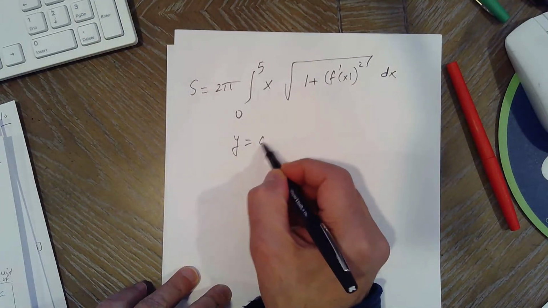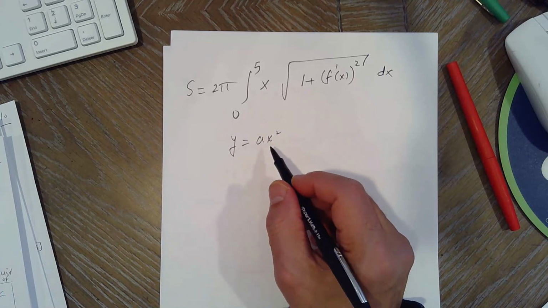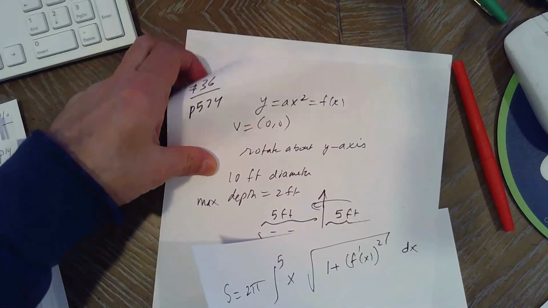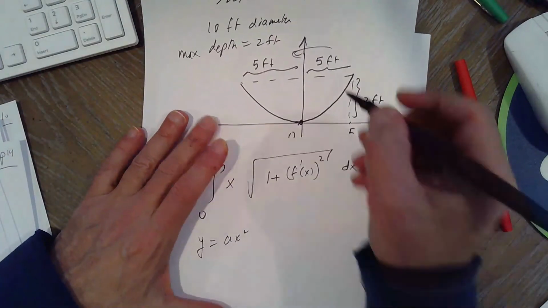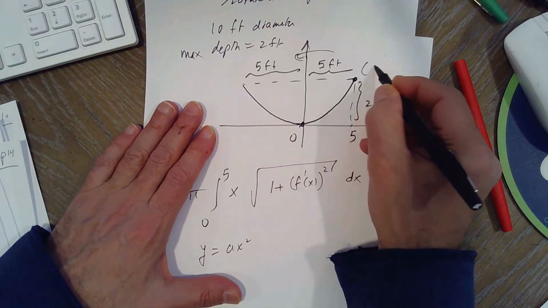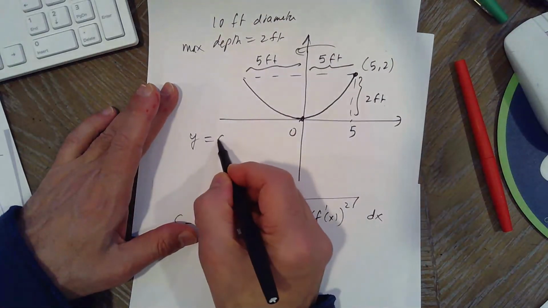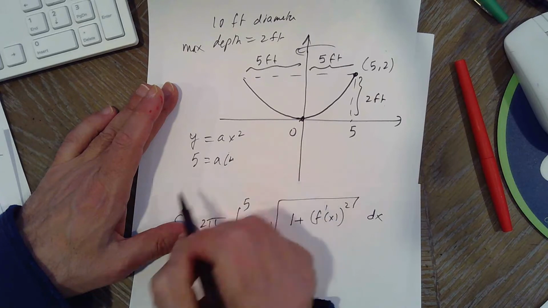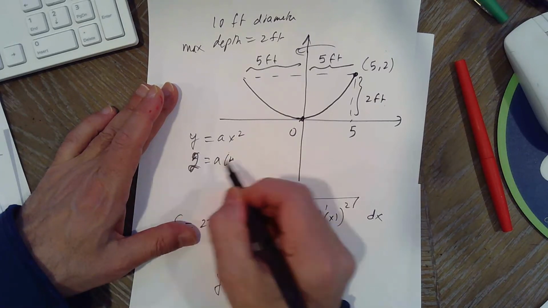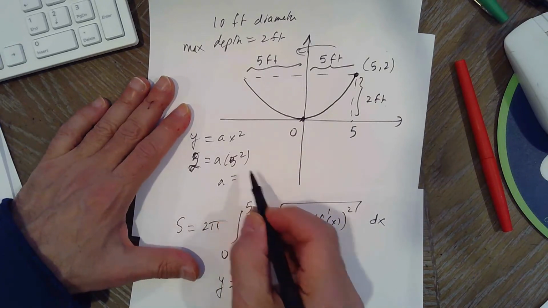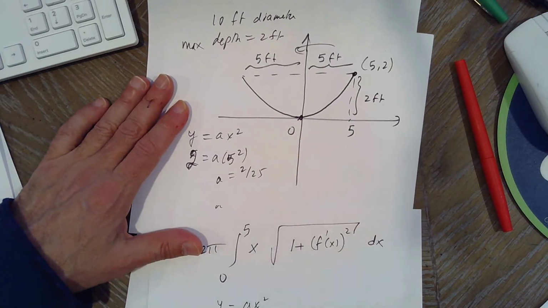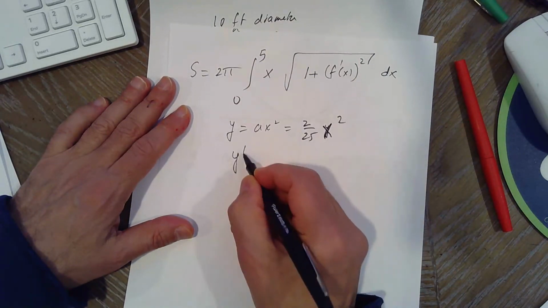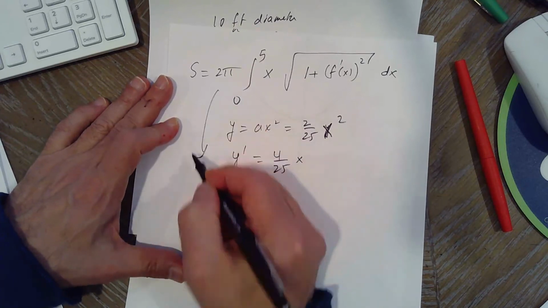Since y equals ax squared, we can find a first. It's very easy to find a because look at this. This point is 5, 2. If we plug it in, y equals ax squared, 2 equals a times 5 squared. So a is 2 over 25. So y equals 2 over 25 x squared. So y prime is 4 over 25 x.